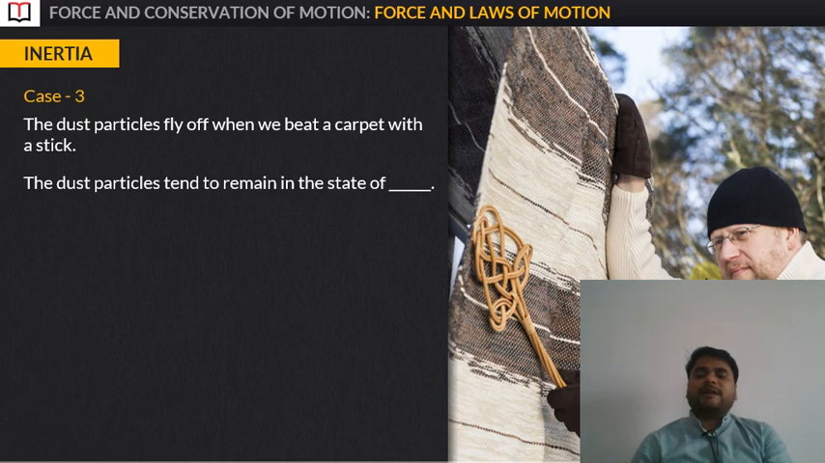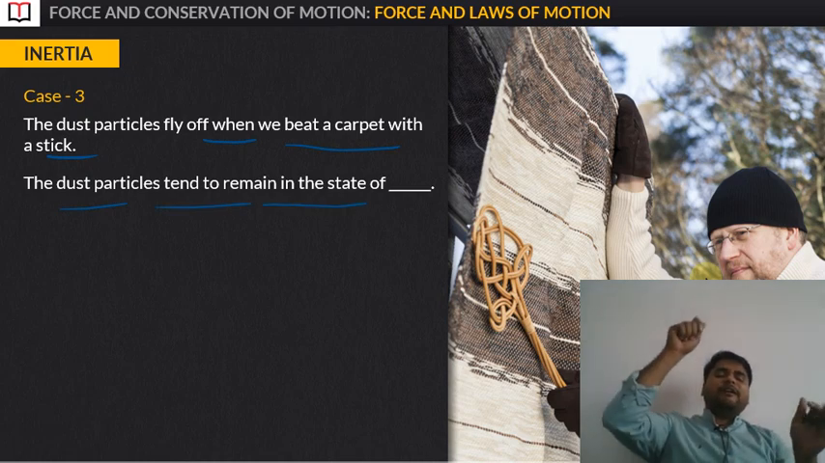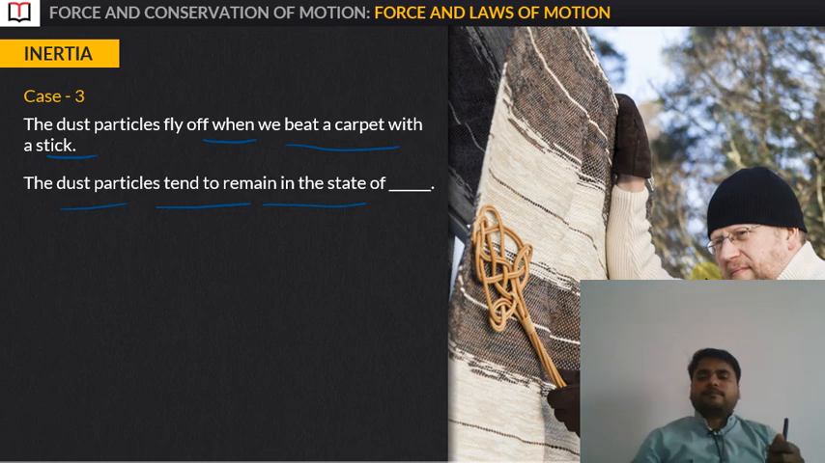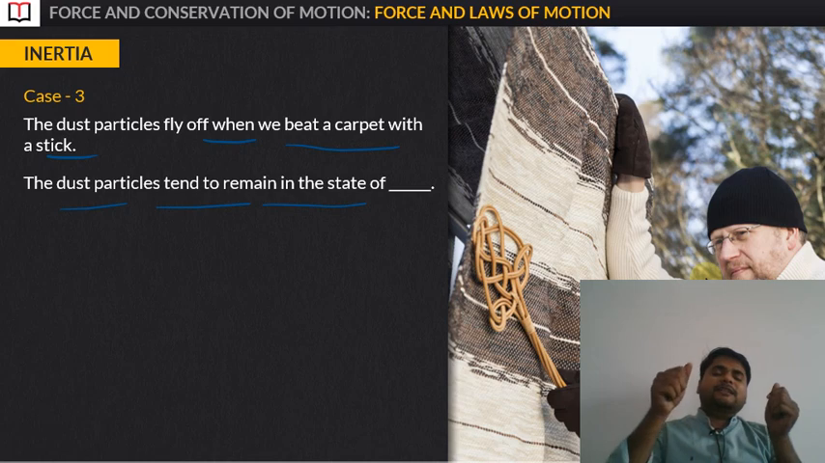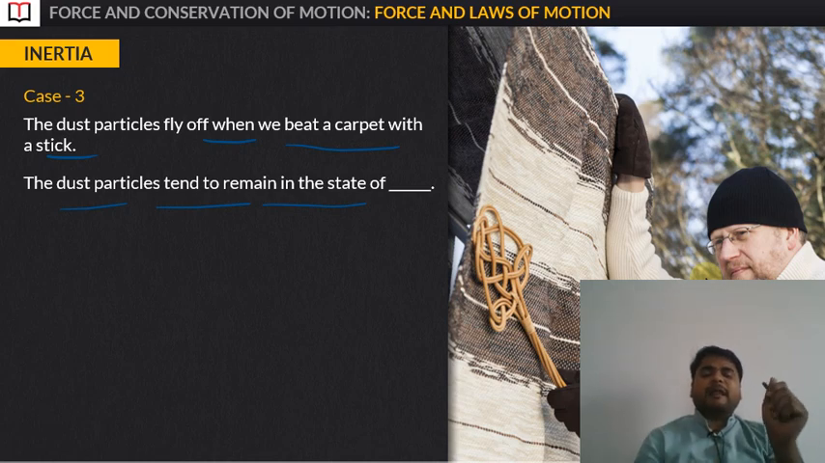The dust particles fly off when we beat a carpet with a stick. The dust particles tend to remain in the state of rest. So we have seen that when we beat the carpet with the help of a stick, the dust particles come out from the carpet. Why is this happening? Because the dust particles were at rest.